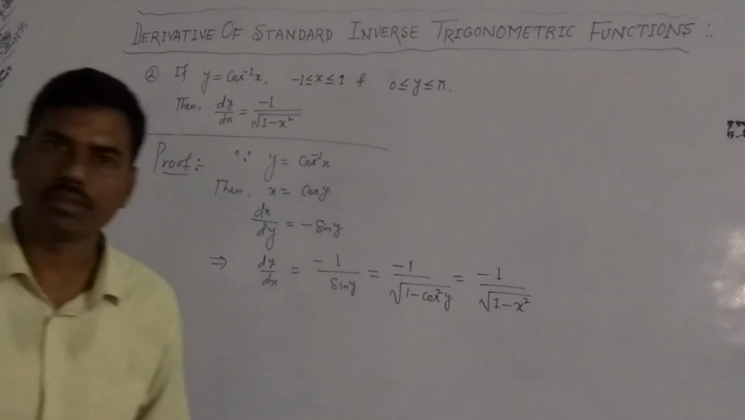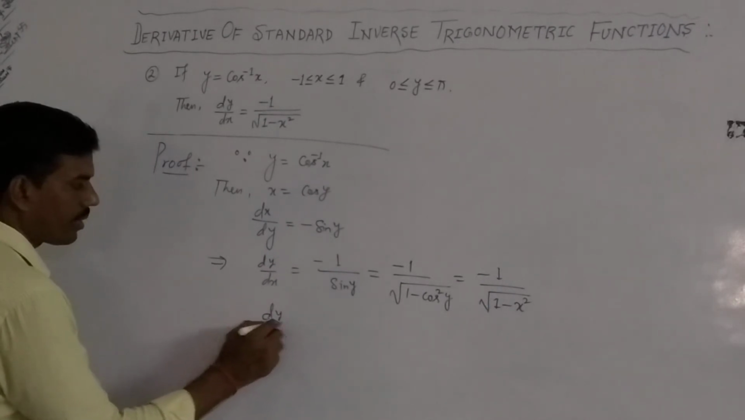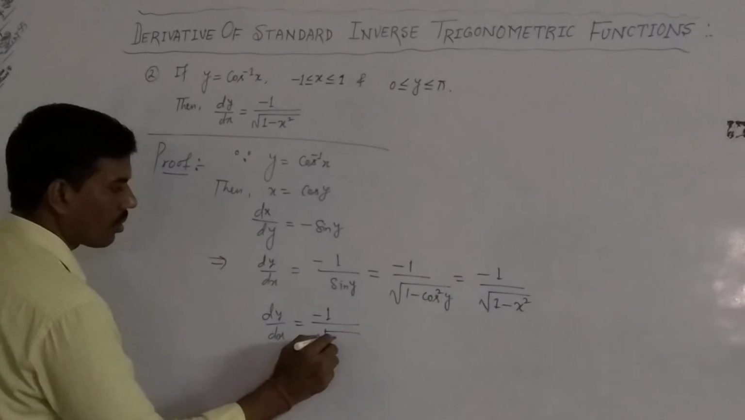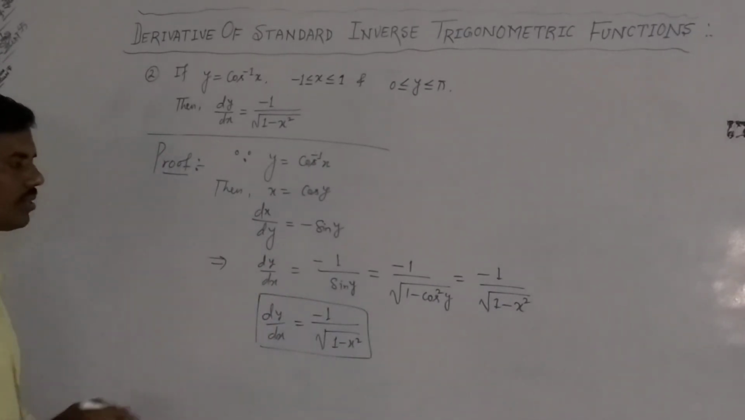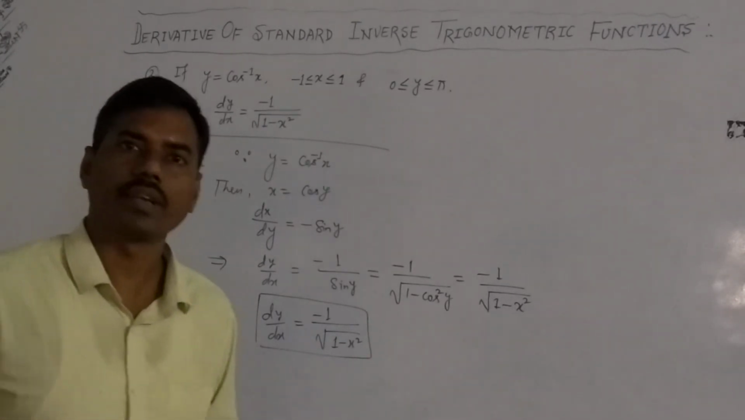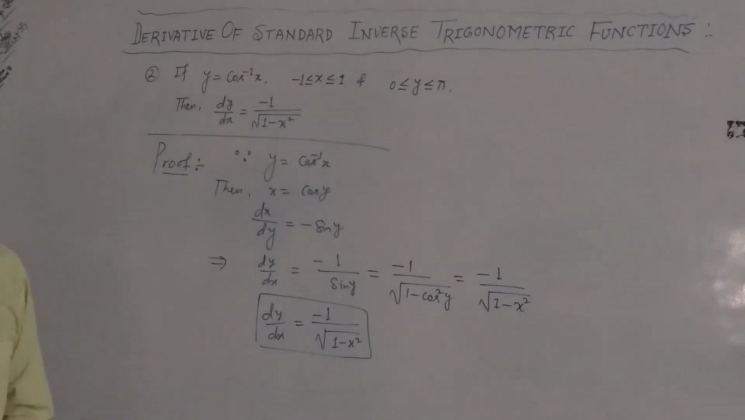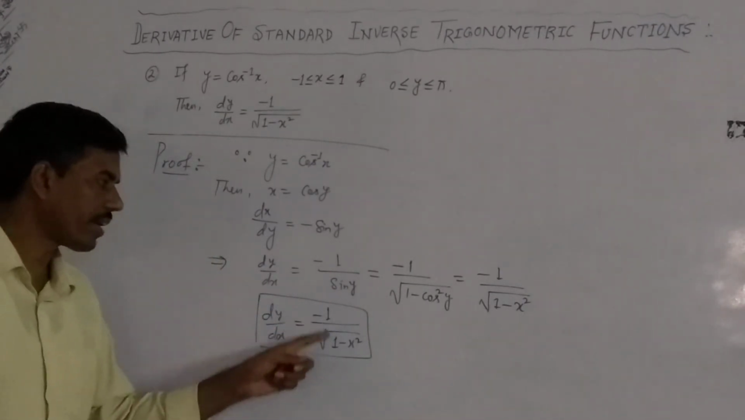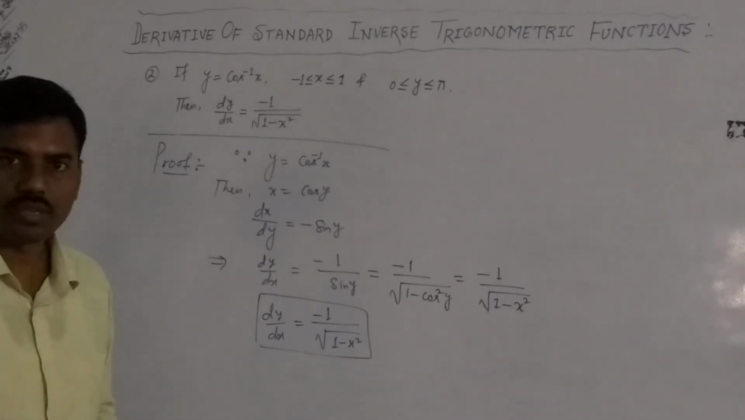Okay, any problem, students? ठीक है, so we have dy by dx is equal to -1 upon under root of 1 minus x square. So this one is our result for the derivative of y. If y is given as the standard inverse trigonometric function, that is cos inverse of x, so the derivative of cos inverse x is -1 upon under root of 1 minus x square. ठीक है, please note down.